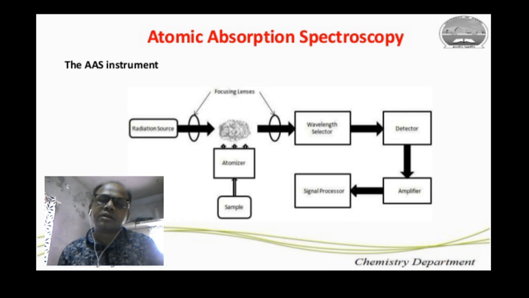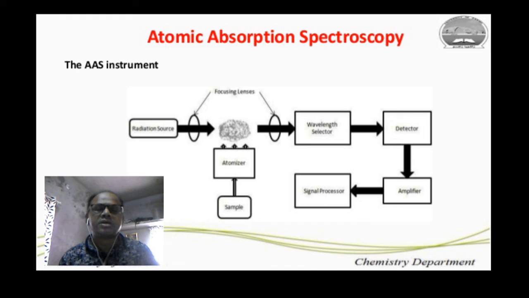In the detector, the elements are detected. And after that, the amplifier. From the detector, the signal is amplified and converted into an electrical signal. Then there is a signal processor and a readout device. This is also called a readout device. So this is the complete instrumentation in atomic absorption spectroscopy.